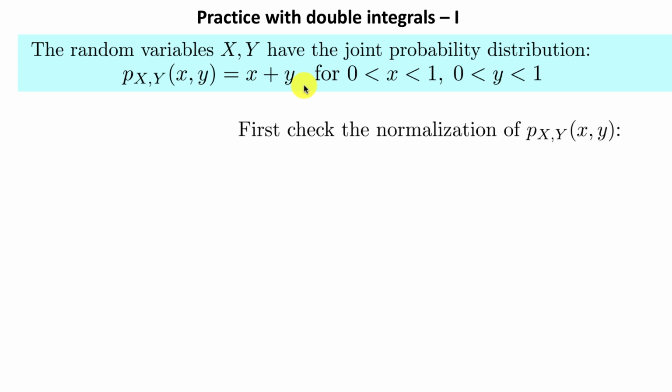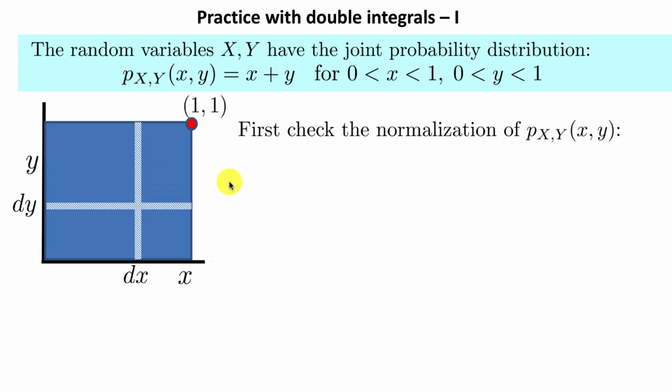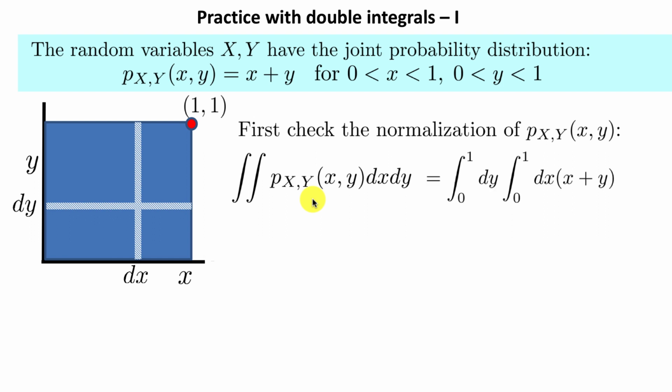So we must check the normalization of this. Although we can do that without drawing any kind of diagram, it is always good to have a picture before us. So here is the xy plane. X is in this direction, of course, y is in this direction. And what we need to do is work out this integral, integral dx dy over x plus y. Now, let's be explicit about the integration limits. And so what we are actually looking for is the integral of y from 0 to 1 and the integral of x from 0 to 1 of this function, which is x plus y.